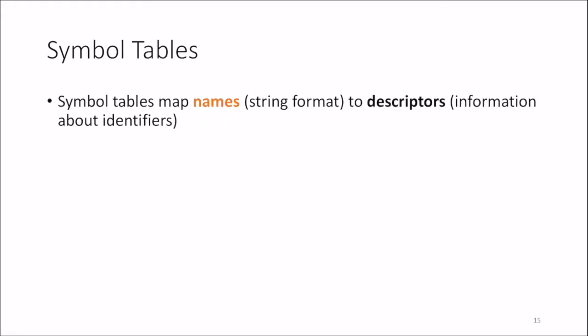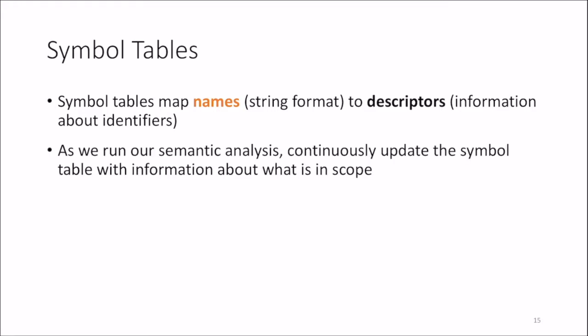In order to deal with scope in programming languages, the common way is to store that information in a symbol table. A symbol table is just a mapping from names, which are strings, to descriptors, which is all the information you want to keep about this identifier. As we run our semantic analysis, we continuously update the symbol table with information about what is in scope, what is out of scope, and which variable is shadowing which other variable. This applies to any identifier really, not just variables, but functions as well.